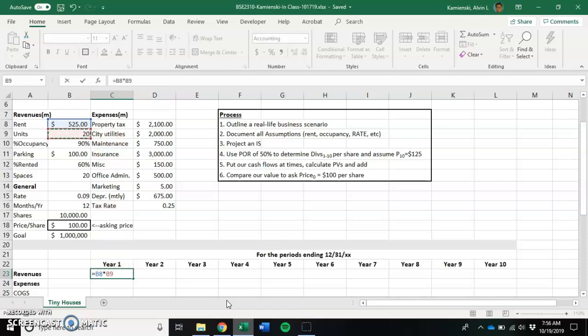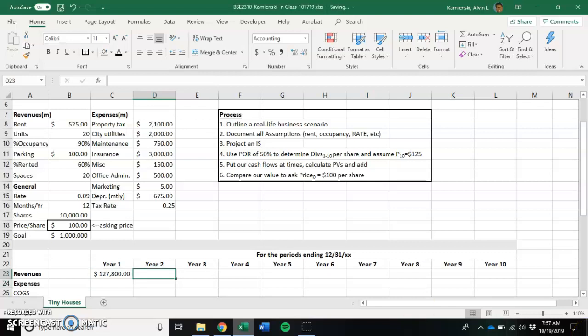per unit times the number of units multiplied by the number of units that are occupied for 12 months a year, plus the rent on parking multiplied by the number of spaces for parking times the number of parking spots that are occupied multiplied by 12 months per year.